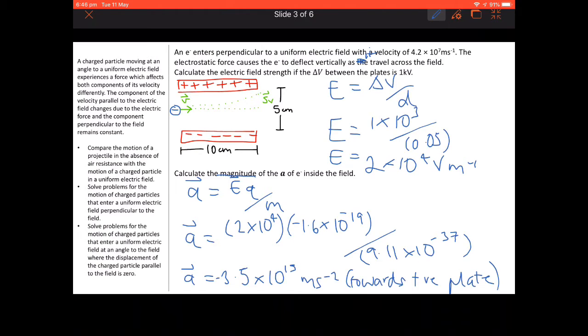And because the convention is to take the direction that a positive charge would go, which is towards the negative plate, the convention is to take that as the positive direction. That is why the acceleration of the electron is negative and towards the positive plate. This question does just ask for magnitude though, so the correct answer for this question would just be 3.5 by 10 to the 15 meters per second.